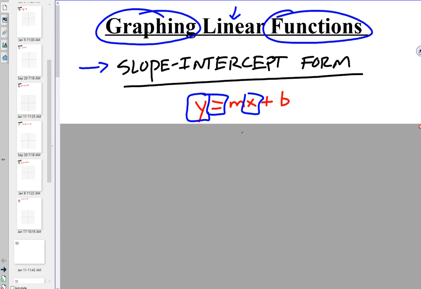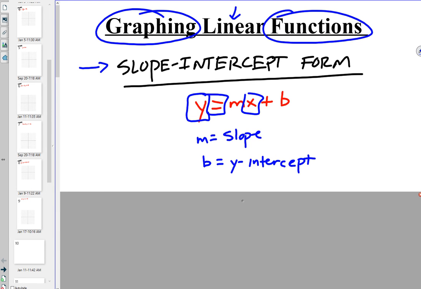I drew a box around everything that's going to be there always. So what's going to change from function to function? B would be one of them. Good. And M, sure. So we need to know what those stand for. The M stands for slope, the B stands for y-intercept.